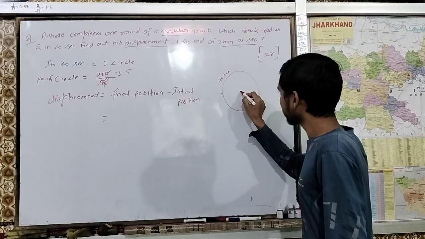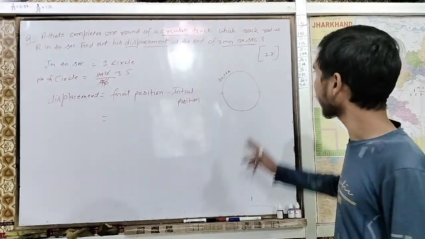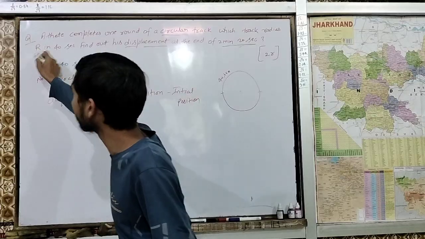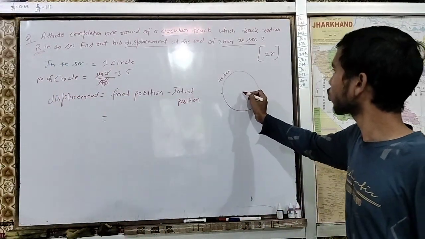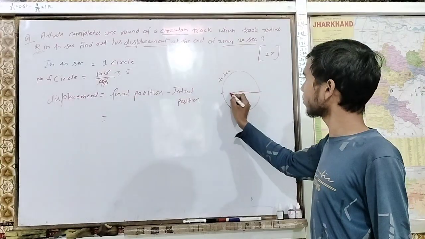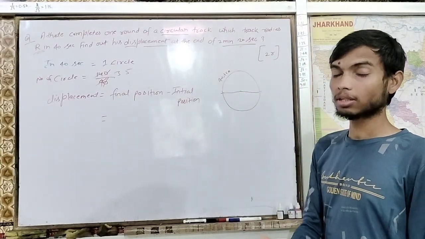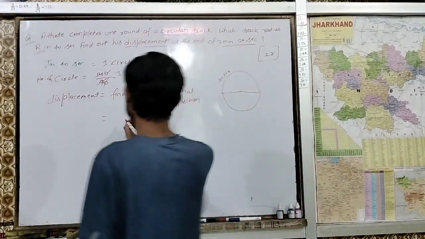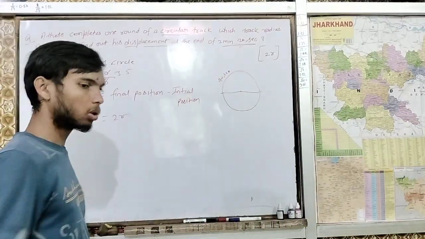If this is the center, we will have to answer in terms of radius. From here to here is one radius, and this side will be another radius. So how much radius are you getting? You would say 2 radius, so you can say 2 radius or diameter.